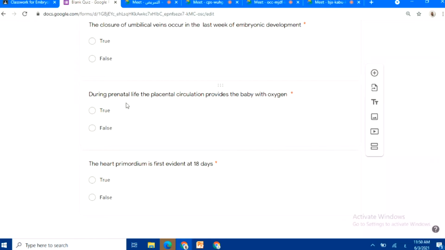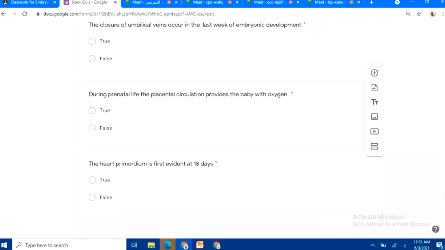Okay? During prenatal life, the placenta circulation provides the baby with oxygen. True or false? متأكد؟ هذا سؤال حتى أعتقد شرحت المادة وقلت لكم عليها. During prenatal life, the placenta circulation provides the baby with oxygen. Is it true? False. The fetus, المفروض. Yes, false. It doesn't provide the baby. It provides the fetus.